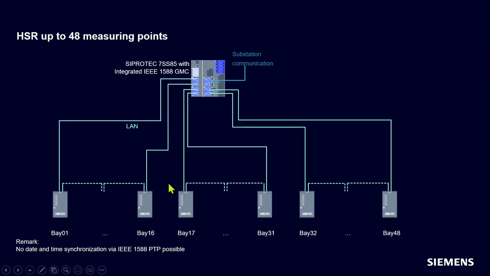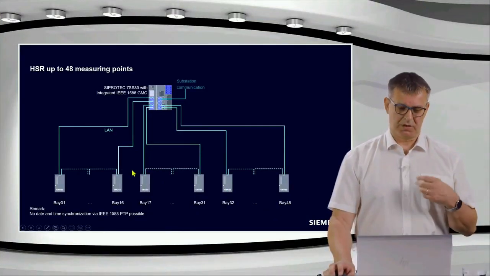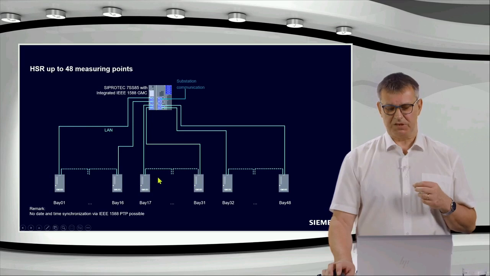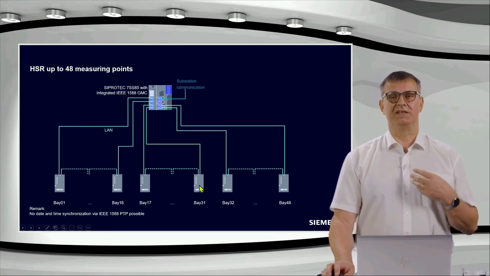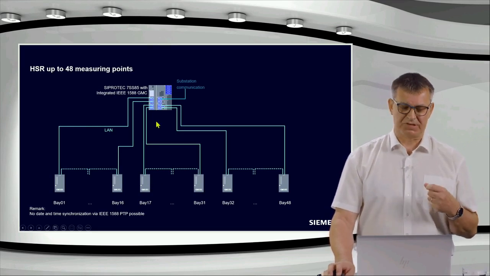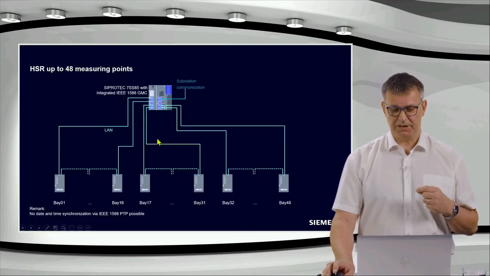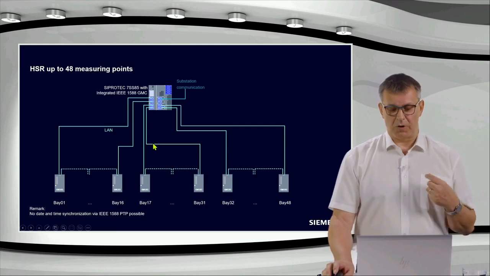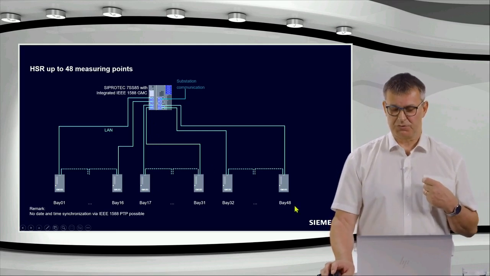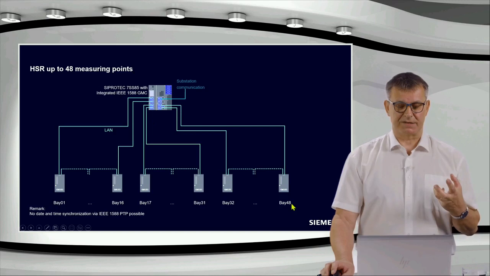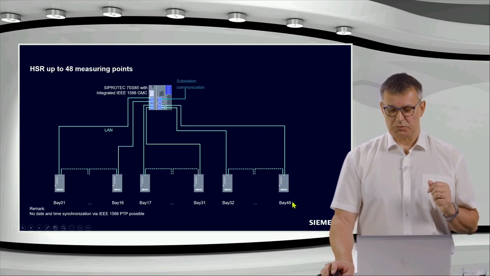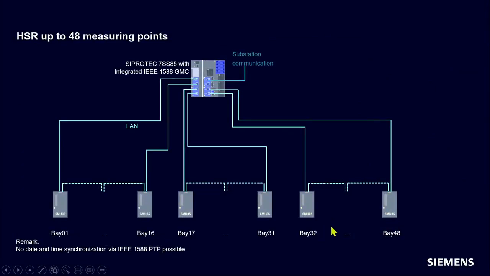If I need a bigger topology, beginning from 17 to 31, I need a second HSR ring with a second Ethernet PD module here. And for a very big configuration, 32 to 48, we need a third PD module for the bay units 32 to 48.